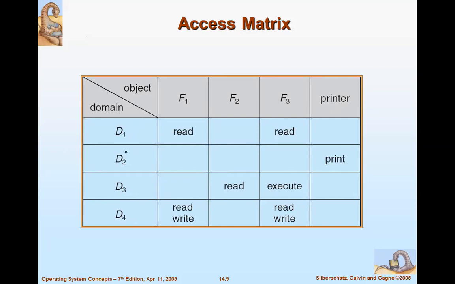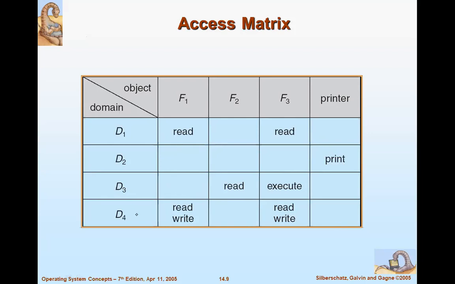In domain 2, we have access to the printer object only, and we can only print in D2. So look at this, the access to the printer is only given in D2. And there is no other domain in which you can access the printer. So whenever you want to print, you must go to domain 2. In the third one, you have D3, where you have a read operation with object F2 and you have an execute operation with object F3.